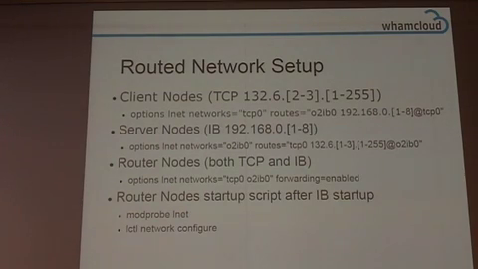So I thought I'd throw up an example here. On the client nodes, these clients here are Ethernet connected. So this configuration line is saying that these clients are connected with TCP, and in order to get to the IB network 0, they should route through these IP addresses for the routers.